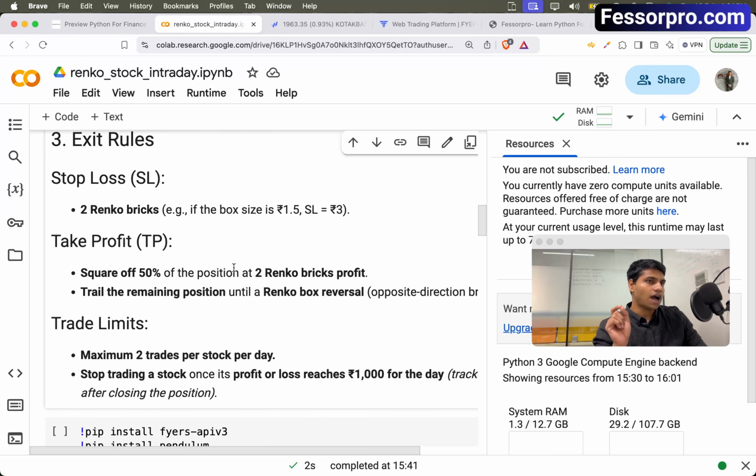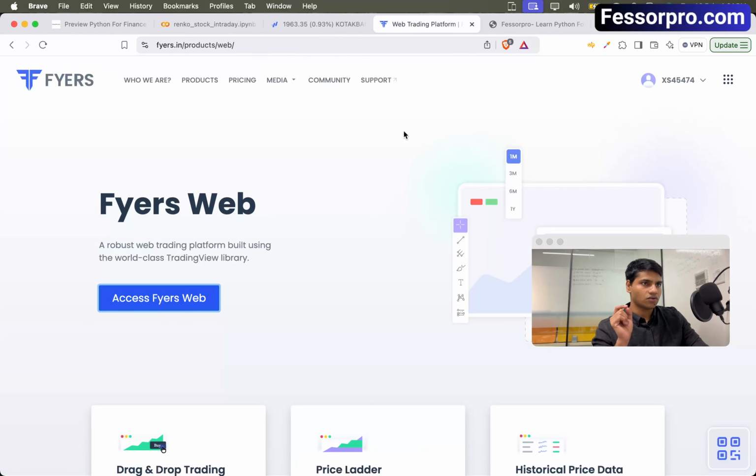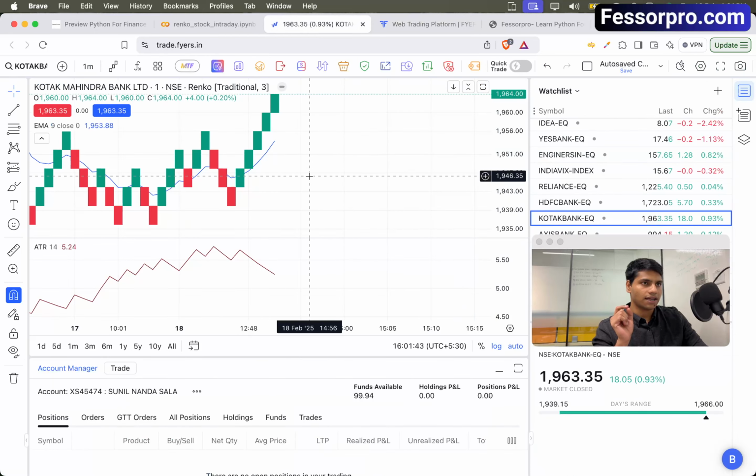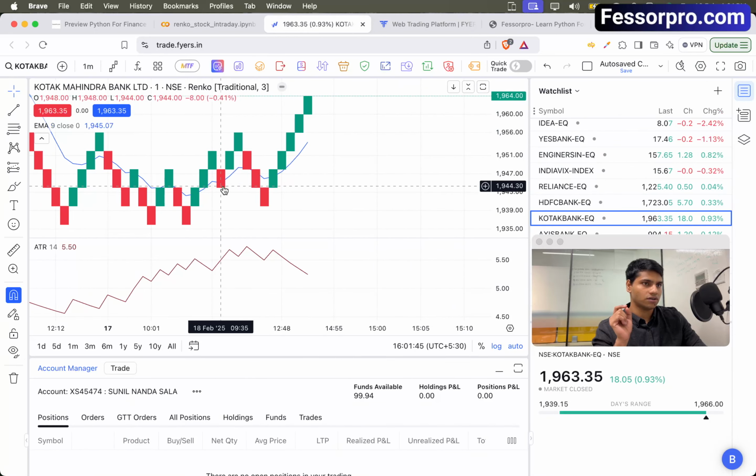We will square off half of the position when the 2 Renko breaks hit. Okay. So let's say that I have taken a position. Let's take today's example. So this is when the market started. Okay, market started at around this candle. So here I would have done nothing. This is 9:35. Okay, let's take here. Okay, I would have shorted here, right? So what is the price here? It is 1948. At 1948, I've taken the trade.